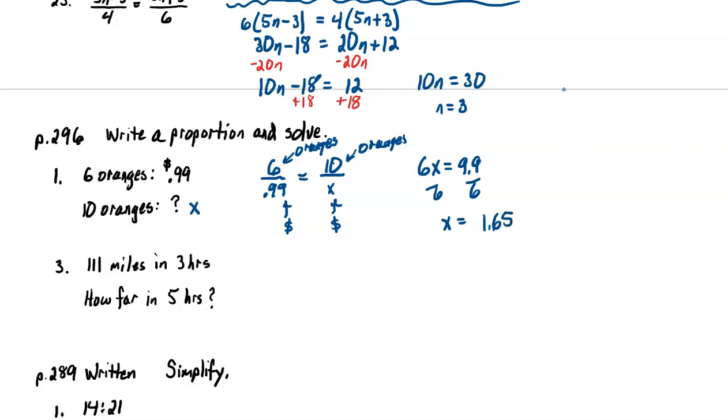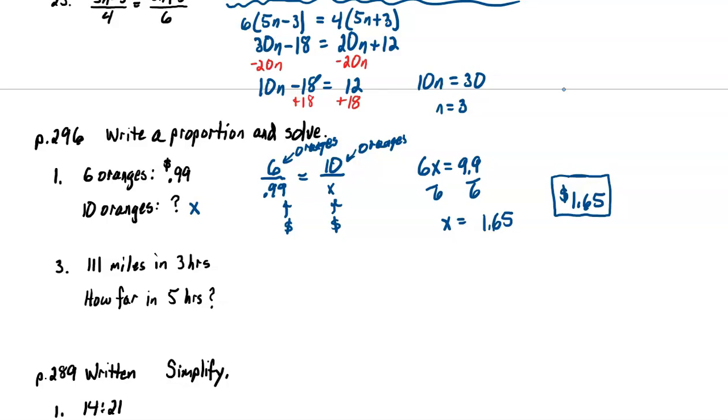Now, because this is a story problem, we want to make sure we write our answer in a form that communicates our understanding. What was the letter x representing? It was the cost of the 10 oranges. It's an amount of money. So wherever you're going to write your final answer, you want to label it using a dollar sign so that you're communicating that this is an amount of money.